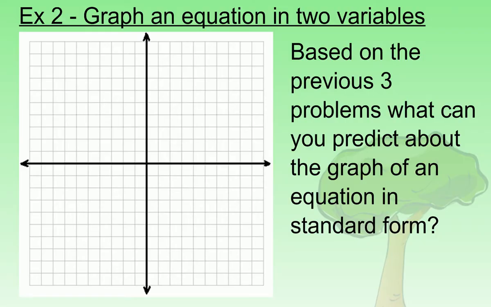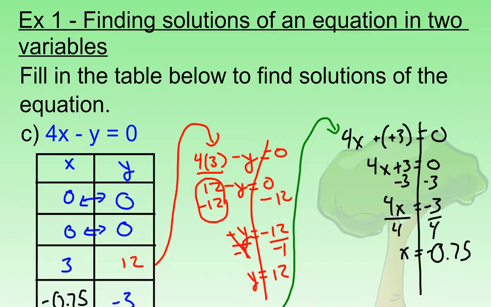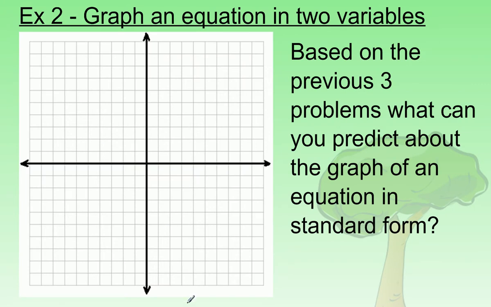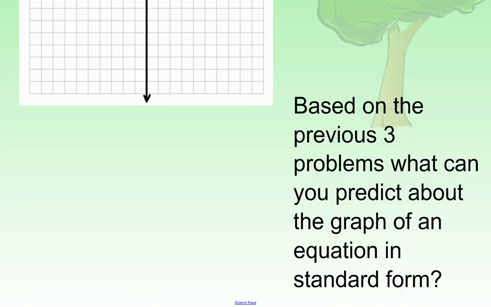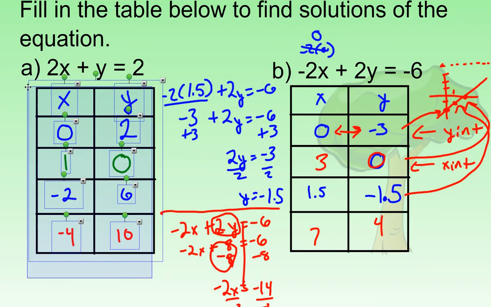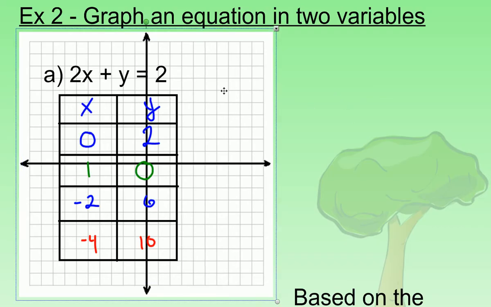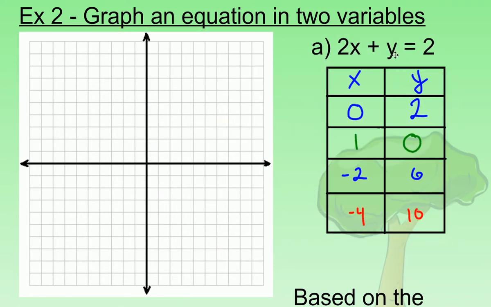Now the next thing we're going to do, it says here we're going to graph an equation in 2 variables. We're going to take those previous 3 problems we just did, all of these tables we just made, and we're going to graph them. And then we'll answer this question afterwards. So how about this? I'm going to move him down. I'm going to take this first one, grab all this stuff, including that, group it, copy it, and paste it. That way I don't have to keep flipping back and forth between the pages.